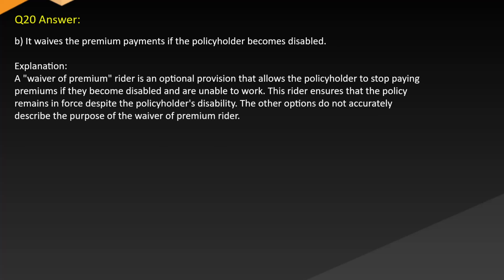Answer: B. It waives the premium payments if the policyholder becomes disabled. Explanation: a waiver of premium rider is an optional provision that allows the policyholder to stop paying premiums if they become disabled and are unable to work. This rider ensures that the policy remains in force despite the policyholder's disability. The other options do not accurately describe the purpose of the waiver of premium rider.